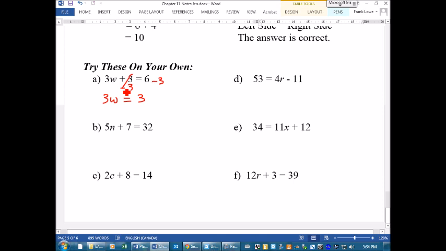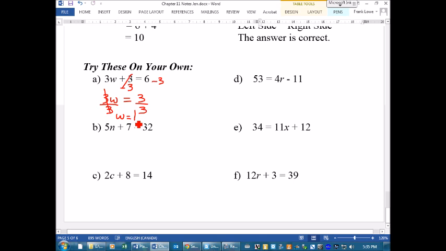Now, 3 times w, the opposite of that is dividing by 3. So we're going to divide both sides by 3. This cancels out. w equals 3 divided by 3 is 1. Okay, let's go over here.